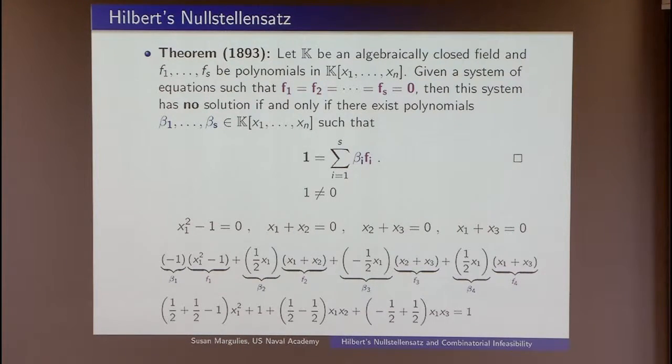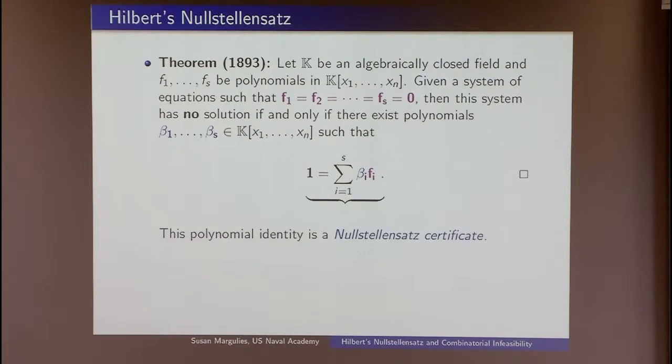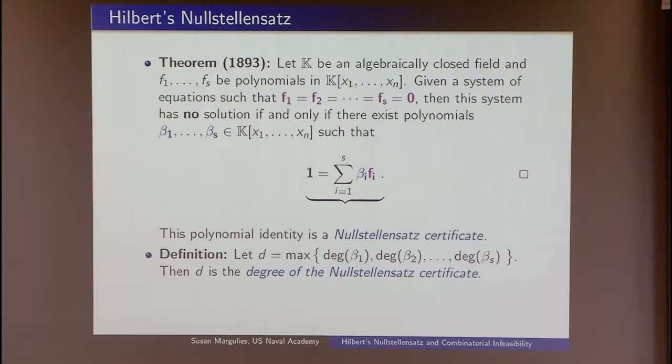This is indeed a Nullstellensatz certificate of infeasibility. So off we go. We call this a Nullstellensatz certificate, and we want to measure the complexity. We measure the complexity by the things that are missing. Of course, we have this, which is given to us as input. So we're interested in what we don't have. We say that D is the maximum degree of those missing coefficients. That's the degree of the Nullstellensatz certificate.